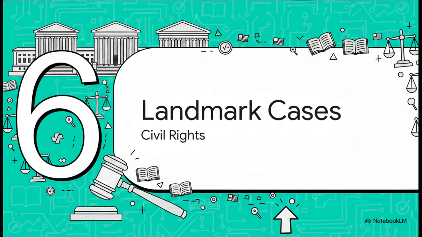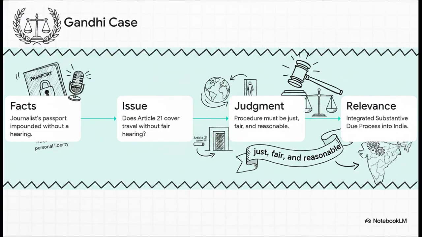Section 6, Landmark Civil Rights Cases. First up on our landmark list is Maneka Gandhi. Just imagine a journalist having her passport impounded in the public interest without a single hearing or even a written reason. That was the fact pattern. The core issue was whether the right to travel abroad is part of personal liberty under Article 21, and if the government can just restrict it without natural justice.